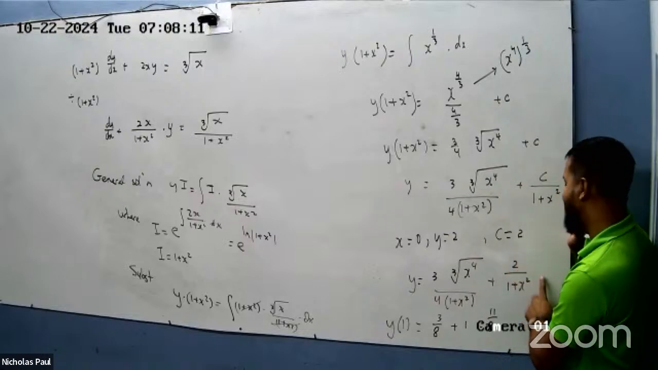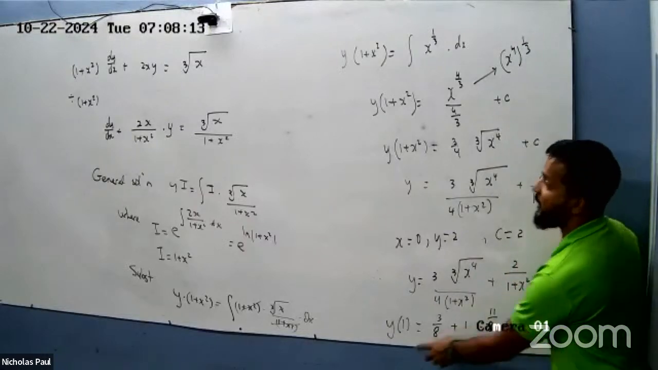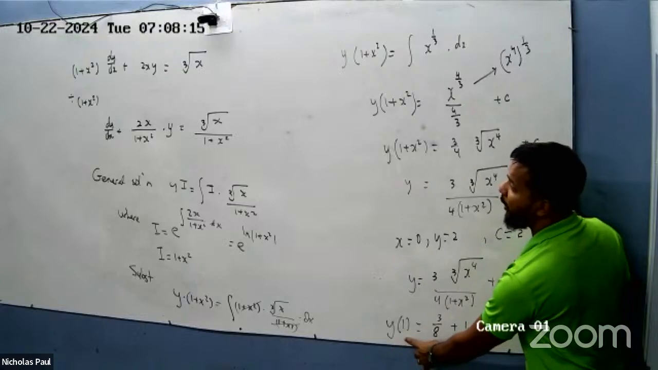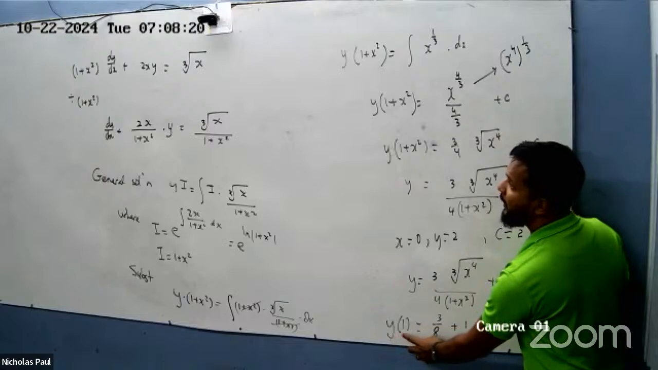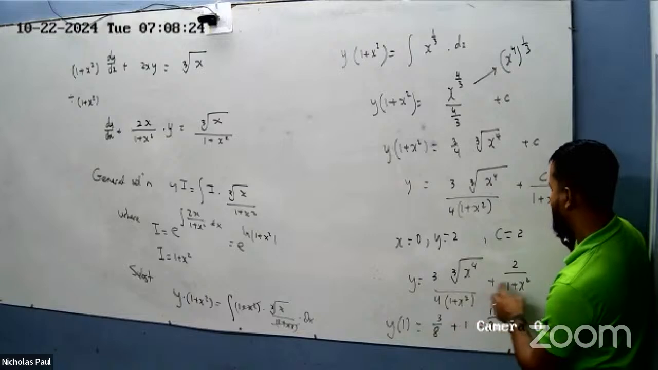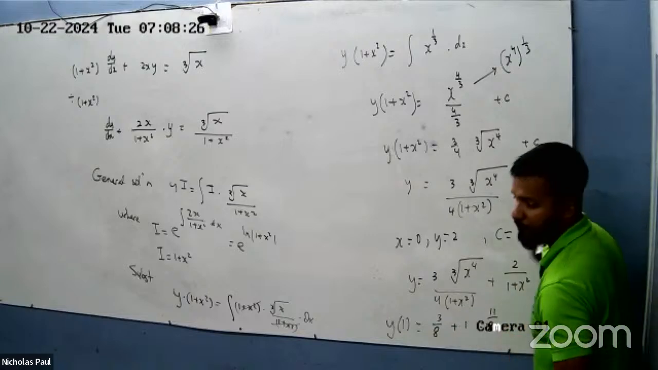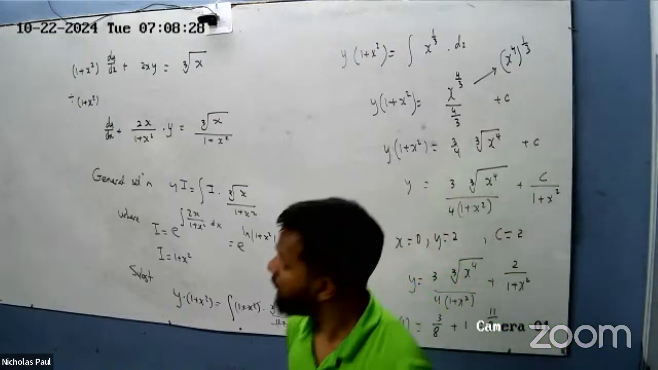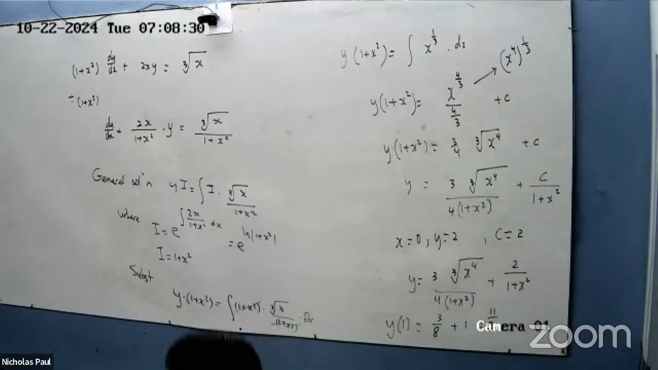Right. And then when you reach here now, the question asks for y(1). All that simply means is what's the value of y when x is 1. Right? So I put x is 1 here, and x is 1 here, and I got this. You okay with it now?